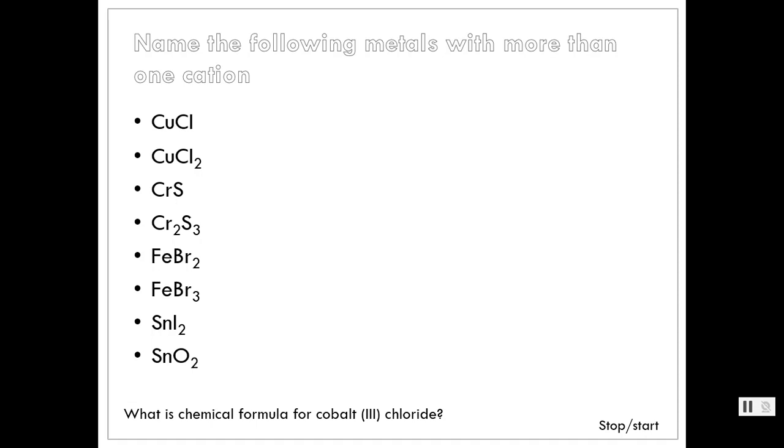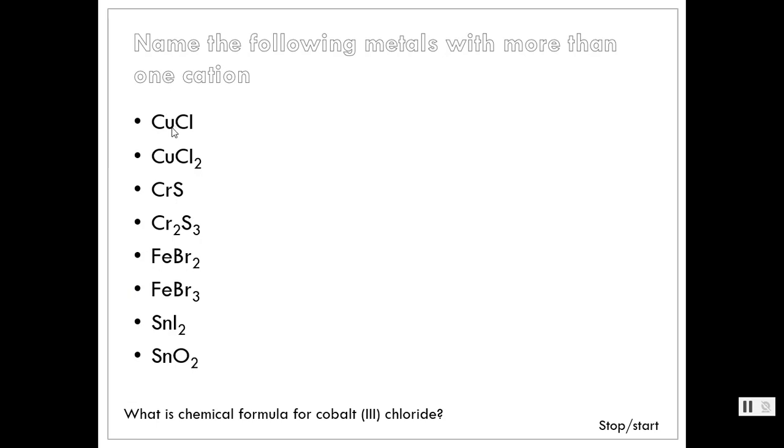Welcome back, everyone. So let's go over how to name these binary ionic compounds that contain a metal that can form more than one charge. And I know that these metals can form more than one charge because they're on the chart on the previous slide of metals that can form more than one charge. And hopefully maybe you've noticed that those metals are transition metals. That's pretty common with transition metals, actually. But those are the ones that you need to know for this course. Let's go ahead and go over how to name these molecules.